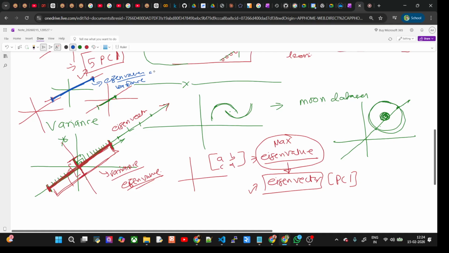So the maximum eigenvalue gives you the eigenvector, and that eigenvector gives you the direction. For example, these points are like here.